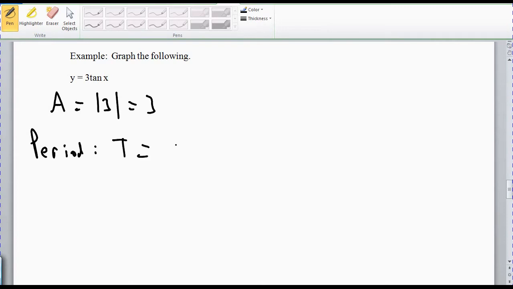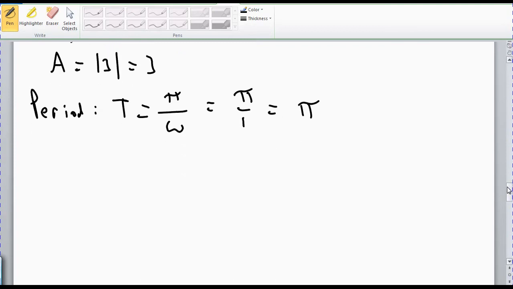And the formula we're going to use isn't T equals 2 pi over omega, but pi over omega. This is for tangent and cotangent, because they have a period of pi, just a regular tangent and cotangent do. Now omega is the number in front of the x. If you don't see anything, it's always a 1. And so for y equals 3 tangent x, the period stays at pi. And so we need 5 points to plot or to graph.